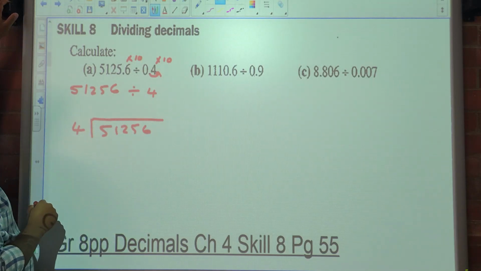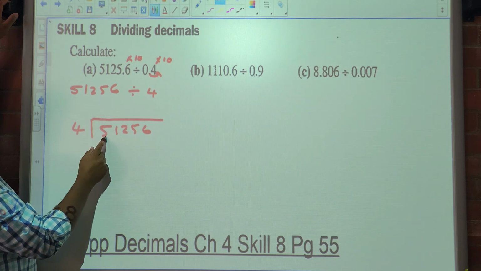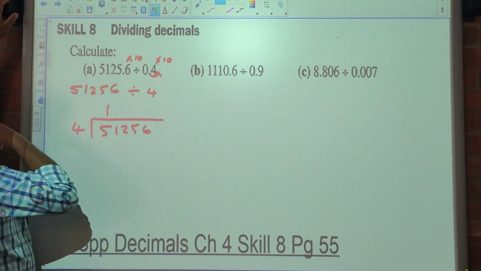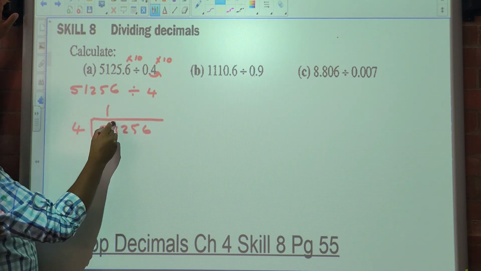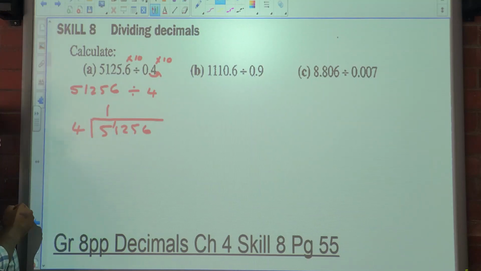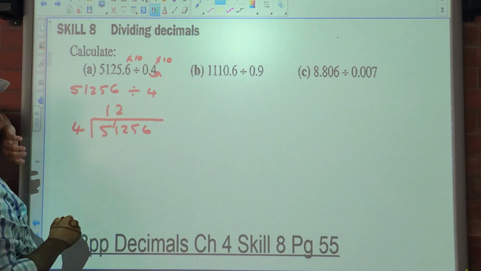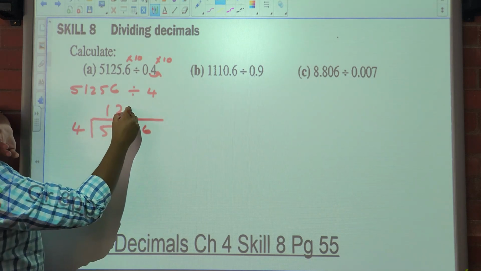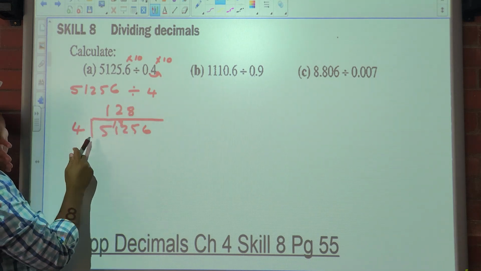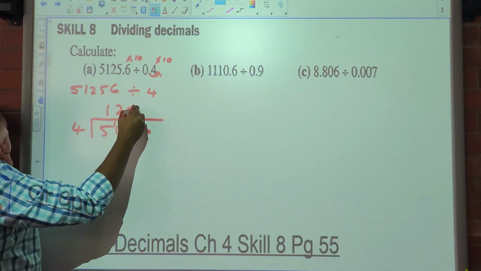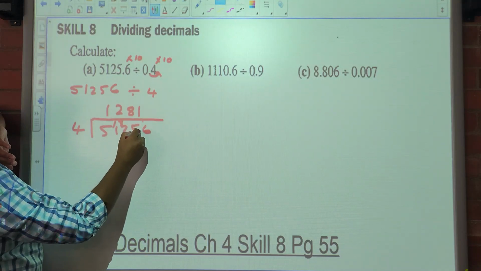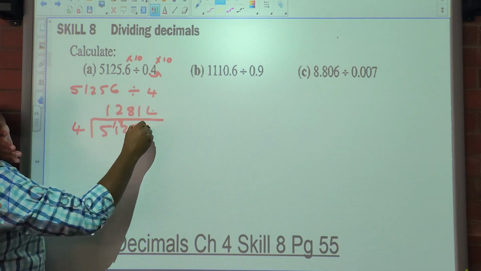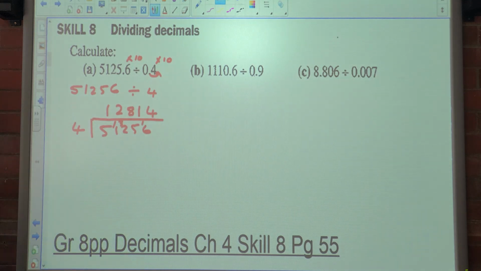So we just put that in now, dividing. So 4 goes to 5 how many times? Once. And remaining? 1. 4 going to 11 how many times? Twice. Which is 8. Remainder? 3. 4 going to 32? 8. Now remaining. 4 going to 5? Once. Remainder? 1. 4 going to 16? 4 times. So the answer is 12,840.